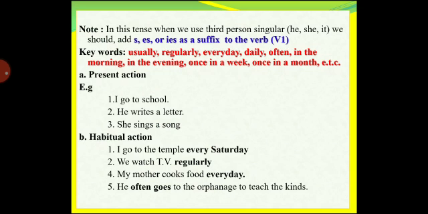Note here: in this tense, when we use the third person singular, he, she, it, we should add s, es, or ies as a suffix to the verb V1. For example, she sings a song. The verb takes s as a suffix. She goes to college regularly: goes, es added as a suffix. The baby cries loudly: ies. So based on the verb, we are supposed to add s, es, or ies.